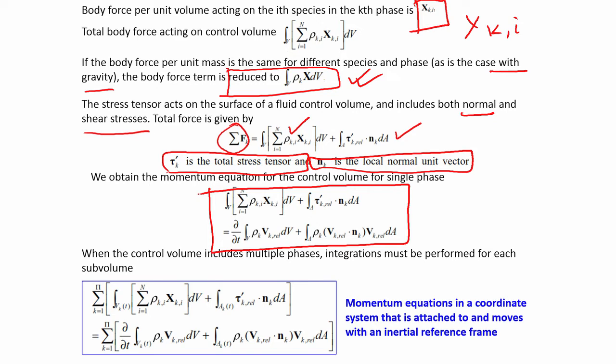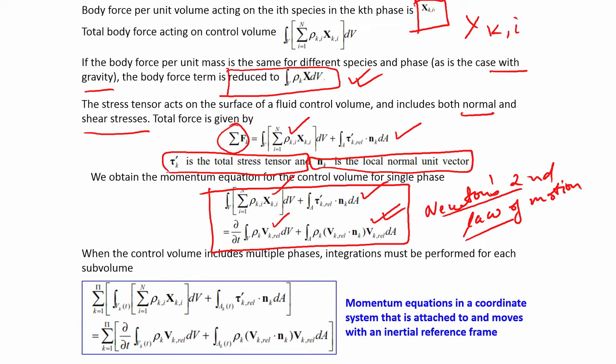So, what can we say? This particular term is the rate of change of momentum within the control volume. This is the momentum flux. These two constitute the convective derivative portion. This is the body force term, and this is the total stress term. So, this is nothing but Newton's second law, the law of motion.